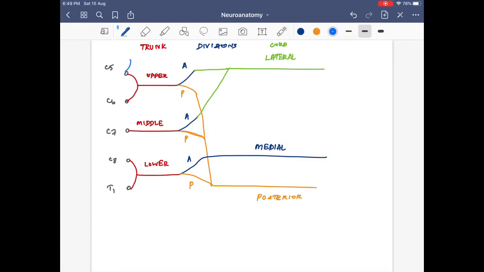So here in blue I have drawn from C5 one, and C5, C6 and C7 will unite together to form the long thoracic nerve of Bell. And from C5 we get the dorsal scapular nerve. C5, C6 and C7 roots will together form the long thoracic nerve. So what does this supply? The long thoracic nerve will supply the serratus anterior. The dorsal scapular nerve will supply the rhomboids.